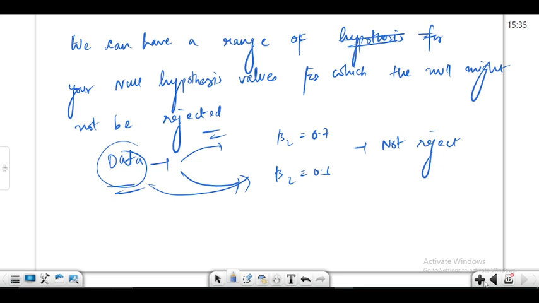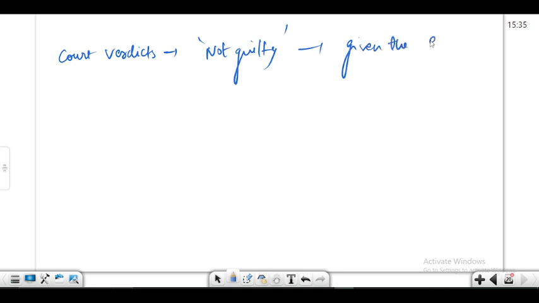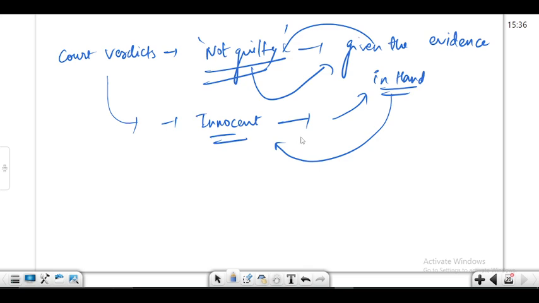So the analogy that we can draw here is from court verdicts. Just as a court pronounces a verdict, it says not guilty, given the evidence in hand. So the court pronouncing this verdict also depends upon the situation, which is the evidence that is being provided to the court. It does not say that the accused party is found innocent. The evidence that we have is to prove that the person is not guilty. The evidence doesn't point to the fact that the person or the entity is innocent.